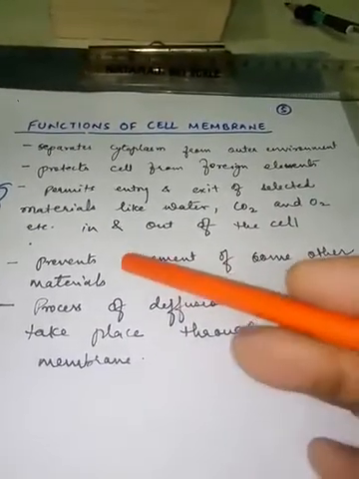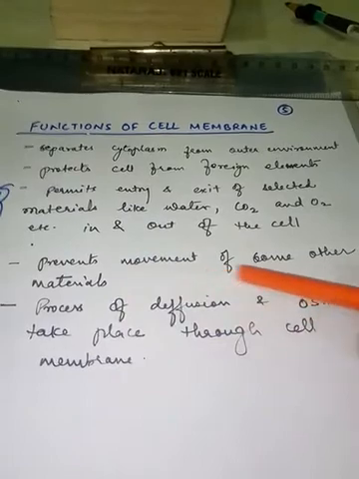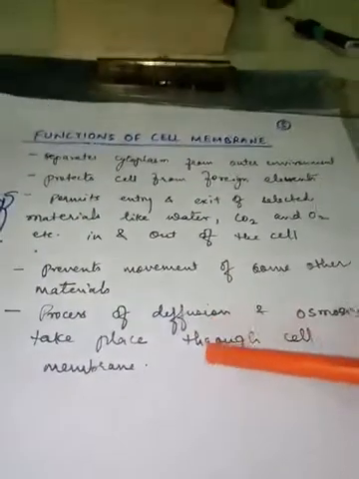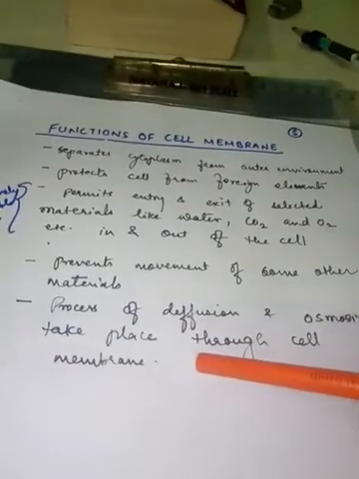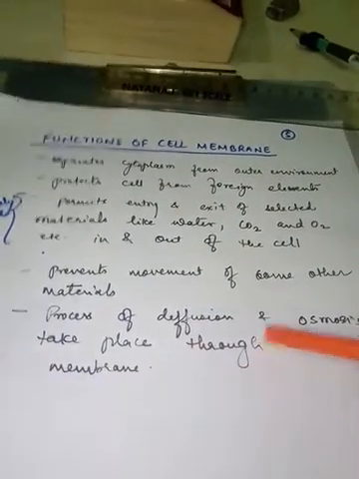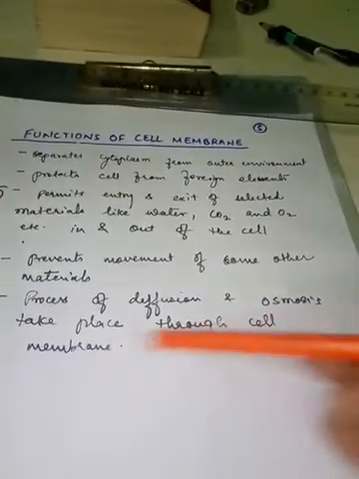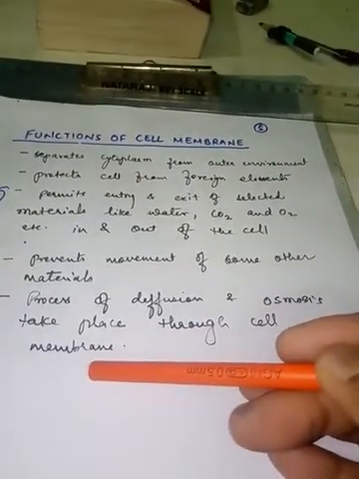Next, plasma membrane prevents movement of some other materials also. And the last one is that process of diffusion and osmosis also take place through the cell membrane itself.